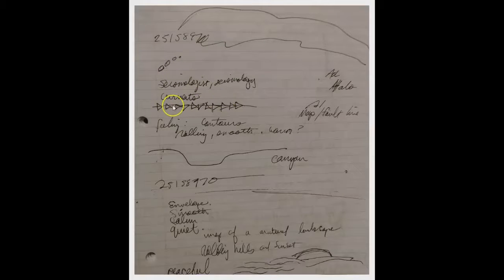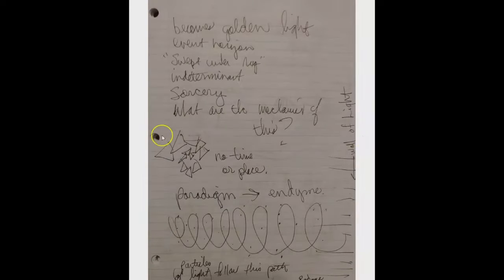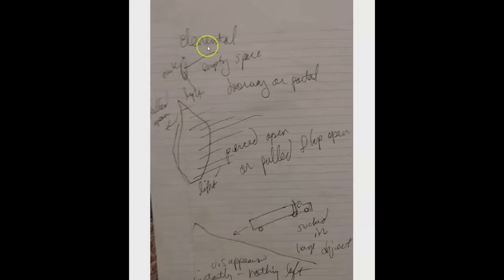Currents. This is going back again to this scene, these triangles. Okay, so now we've got a couple more pages here. Elemental, subatomic perhaps. We got dark light, circle, empty space.